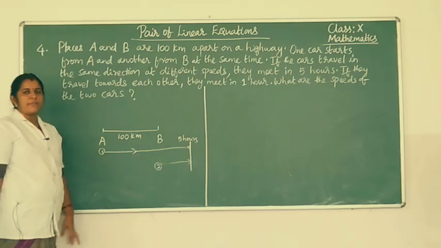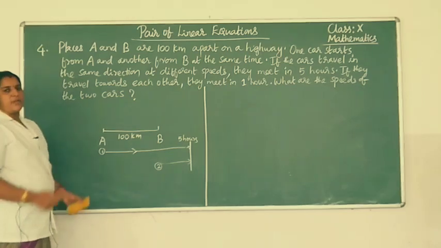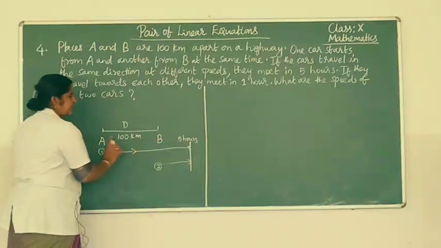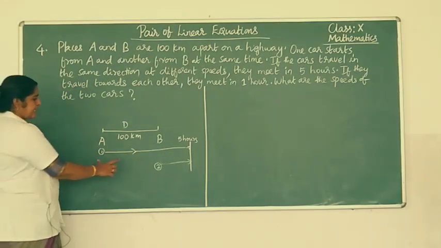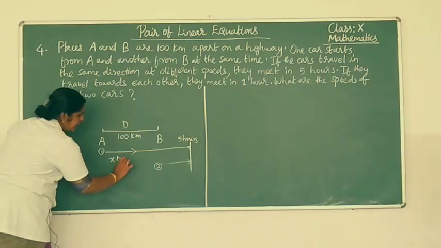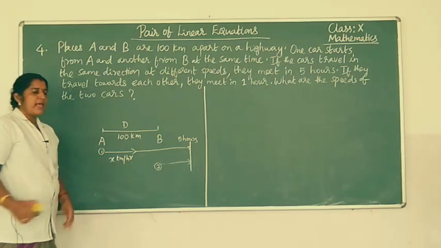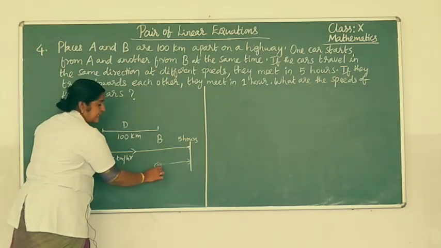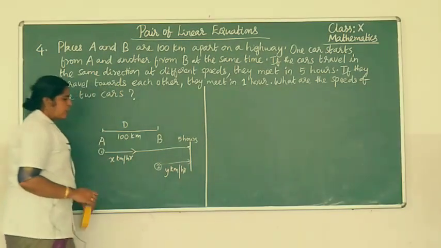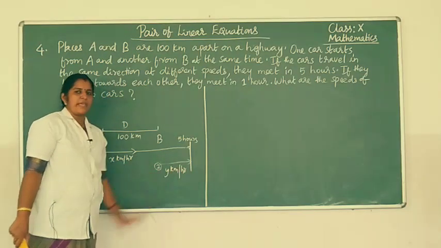From this, how can we form the equation? We need to form the equation for this situation. So what are the things we know from here? This 100 km is the distance between the places A and B. Here, let us assume the speed of the first car is x kilometers per hour. At this speed, the first car is moving from place A. The speed of the second car, we can assume, is y kilometers per hour. At this speed, the second car is moving from place B.